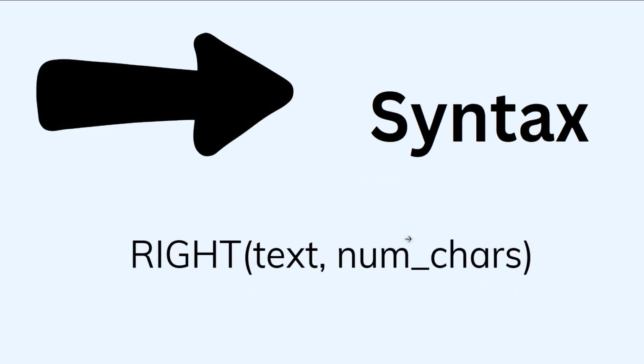Here you can see that we have a text and the number of characters. Text specifies the text string from which you want to extract the substring, and the number of characters specifies the total number of characters that you want to extract from the end of the text string. So let's proceed and learn how we can use this RIGHT function in Salesforce Lightning as well as the classic user interface.